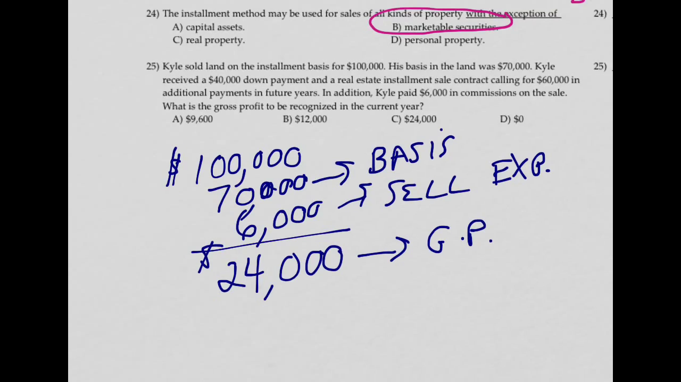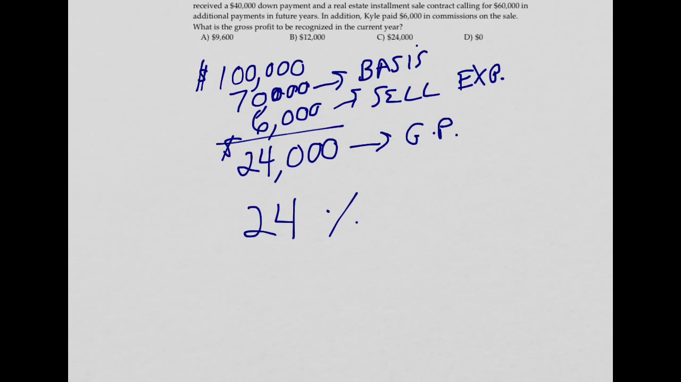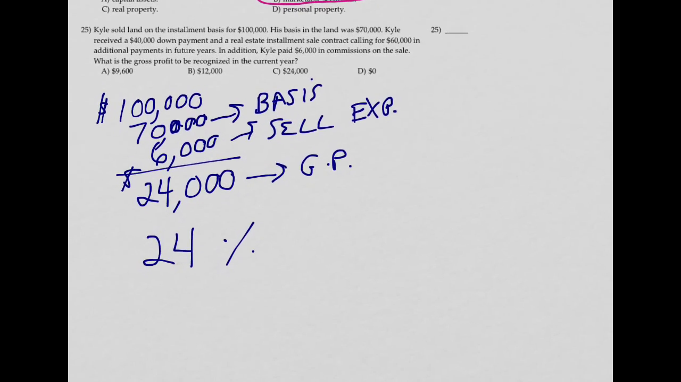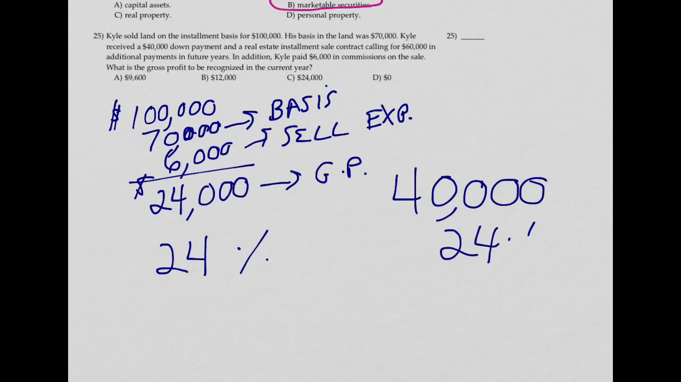What's the gross profit percentage? 24%. So for every dollar on the installment sale, 24% will be recognized as received. They received as a down payment $40,000. If you do the math, 24% of that turns out to be, well, just do the math. Don't worry about having to make a percentage sign. 24% of $40,000 turns out to be $9,600. Answer A, and we're done.